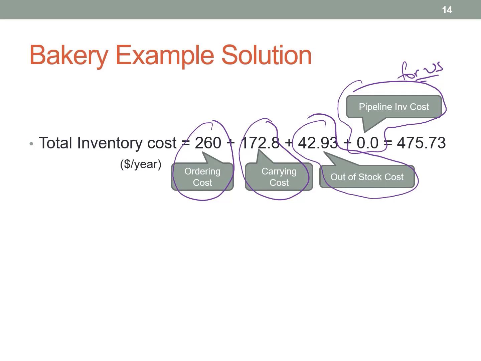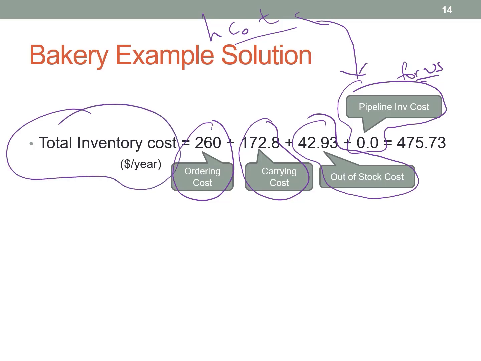Usually the question will not say that the goods are owned by the supplier in transit, because the default or usual case in real life is that the buyer owns the goods in transit. And so we'll have to calculate the pipeline inventory cost. You just plug into the formula. We have all the values. We have H, we know C naught. The question tells us C naught. We know the transit time, and so we can calculate the pipeline inventory cost easily if we had to. Then we add all of them up. So the total inventory cost in dollars per year of our loaves of bread is $475.73.